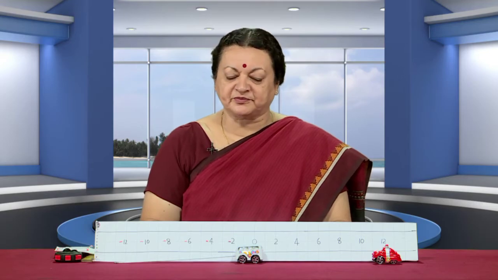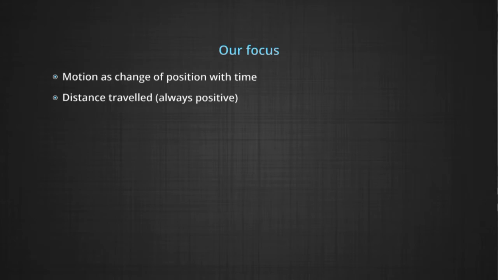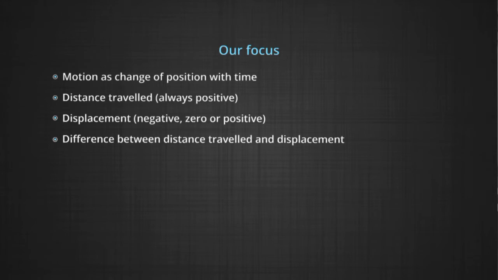In order to understand different words and different ways in which we look at motion, our focus now would be to consider motion as change of position with time. We explain this by two terms, distance travelled and displacement. Displacement can be negative, 0, positive, but the distance travelled is always positive. There is a difference between distance travelled and displacement.